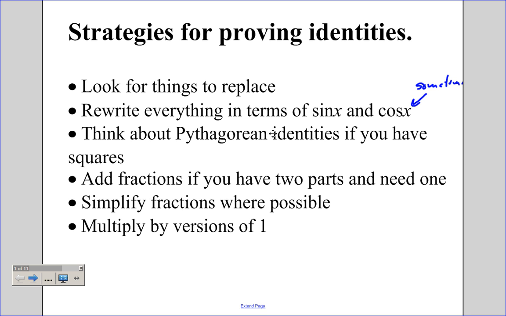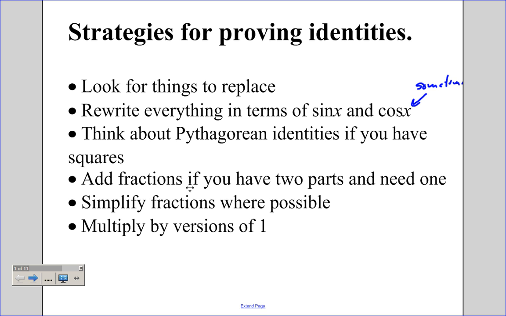We also want to think about our Pythagorean identities. So if you have square numbers like sine squared and cosine squared together, think, oh, this might be one of the Pythagorean identities, sine squared plus cosine squared equals 1. Or if there's a cotangent squared, look at the Pythagorean identity that has cotangent squared in it.